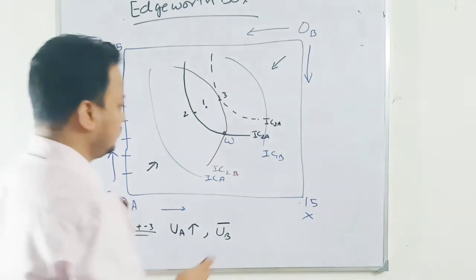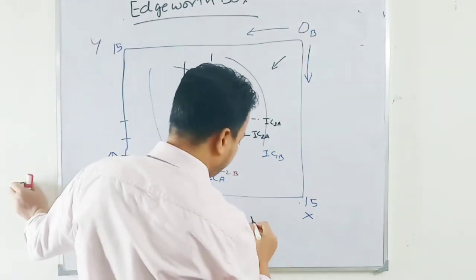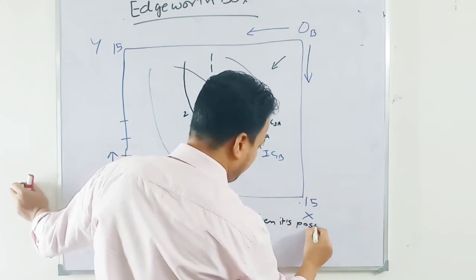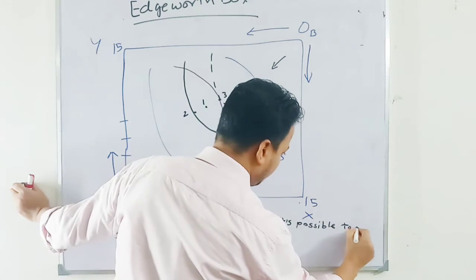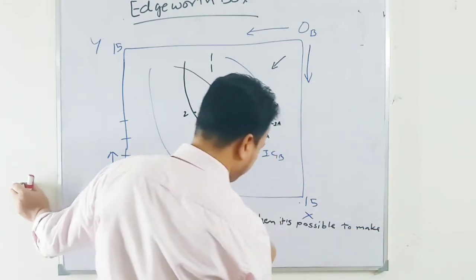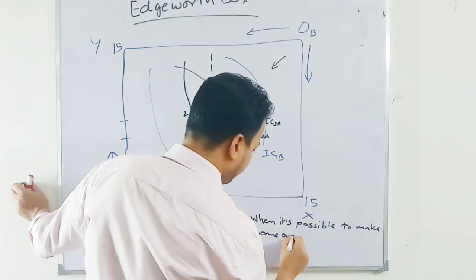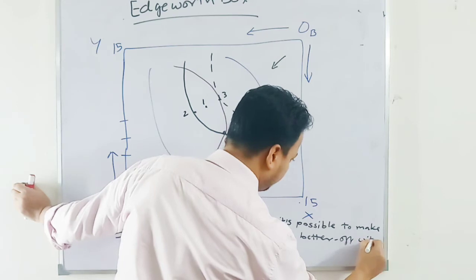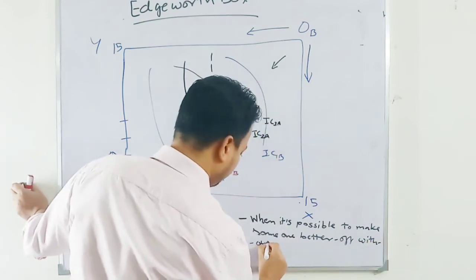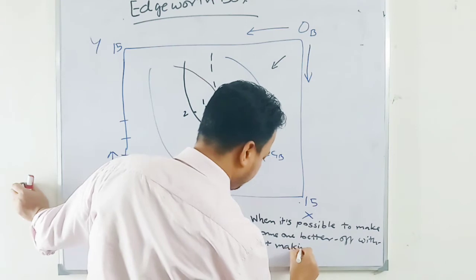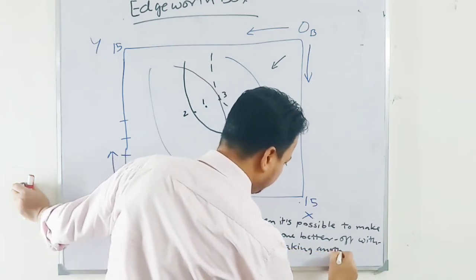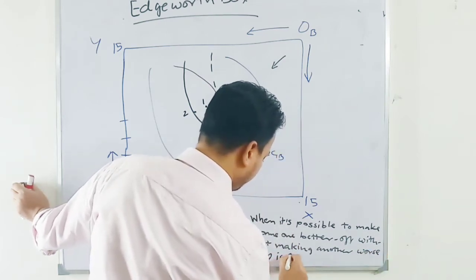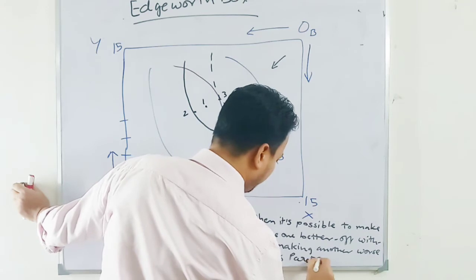So let me write down: when it is possible to make someone better off without making another worse off is Pareto improvement.